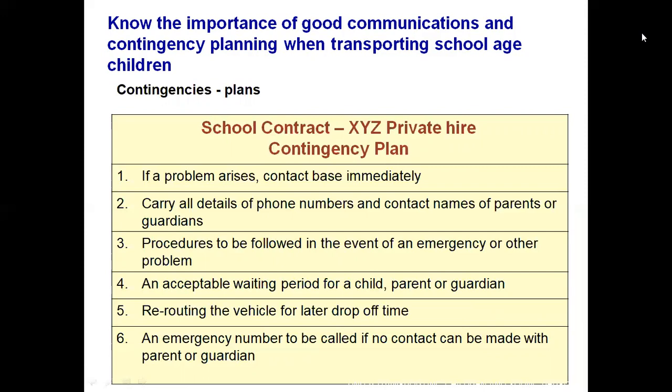Should you reroute the vehicle for a later drop-off time? You are dropping 3 or 4 children off, and one needs to be dropped off earlier than he would normally. So the child you would drop off first, you may be dropping off last. You need to communicate that rerouting to the parents. I would also advise you to let the dispatch office know that you are rerouting and tell them the reason why you are rerouting. You may have an emergency number to be called if no contact can be made with the parent or guardian. So there might be another neighbour or a close family member nearby that you're allowed to drop off, and it's stated so in your contract.